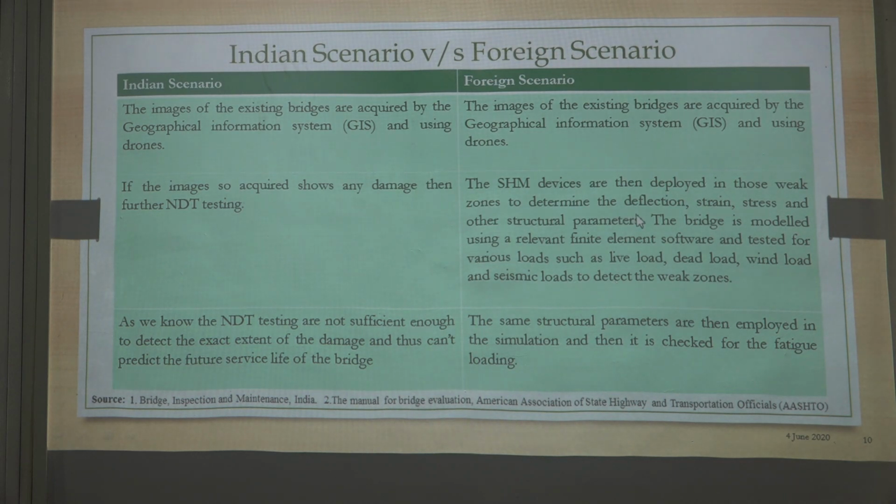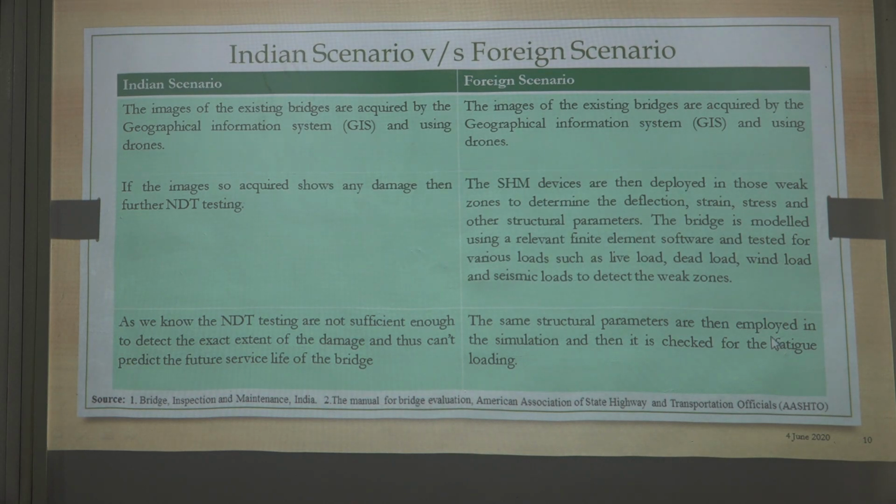and the effective loading on the structure is applied, which consists of live load, dead load, wind load and some other special load like seismic load or snow load if applicable. After application of these loads and identifying the weakness in the structure, we can comment on the structural safety of that particular bridge, and depending upon that comment the structural parameters are then employed in a simulation and it is checked for fatigue kind of loading.